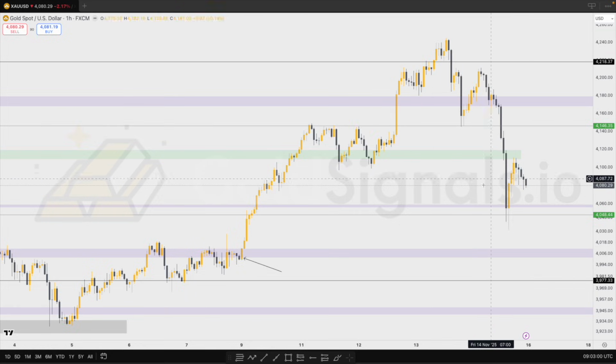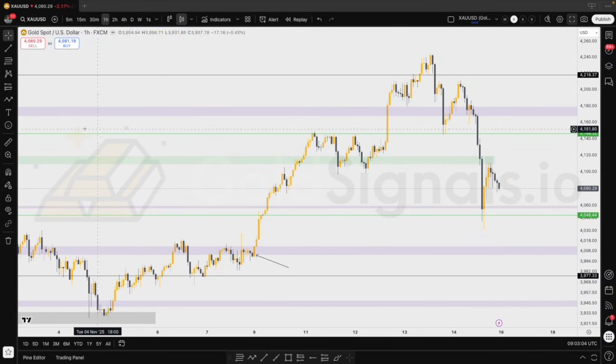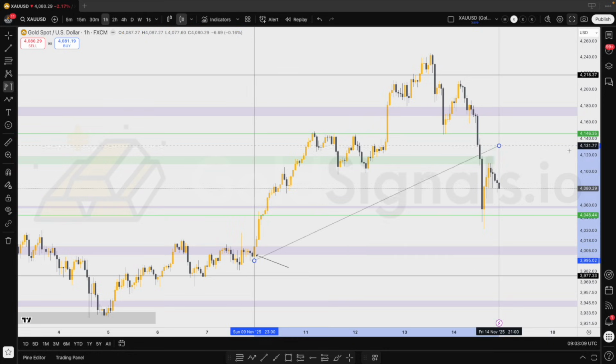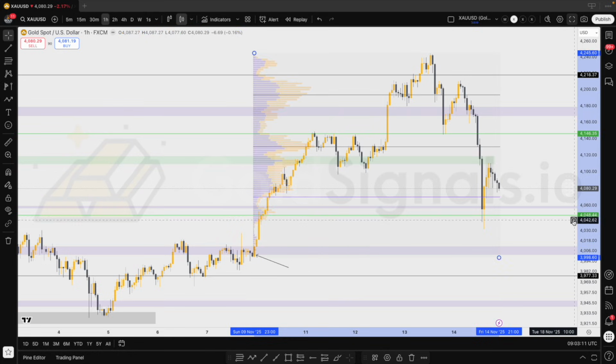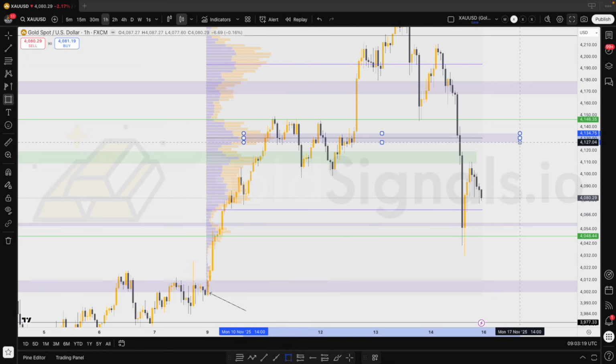So what could we expect to see for gold next week? So first things first, what I'm going to go ahead and do is get our fixed range volume profile, and we're just going to drag it from the start of the week to the end of the week just to get an idea of what is actually going on. So we have our point of control here, which we will mark in. We'll grab 3 bars of data, and we'll just drag that across.